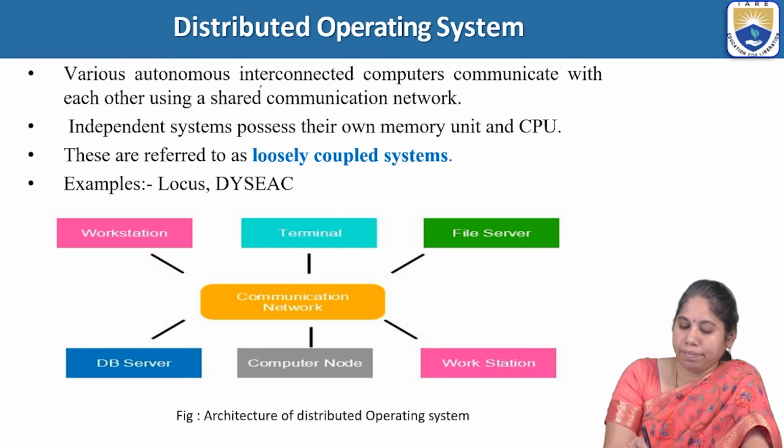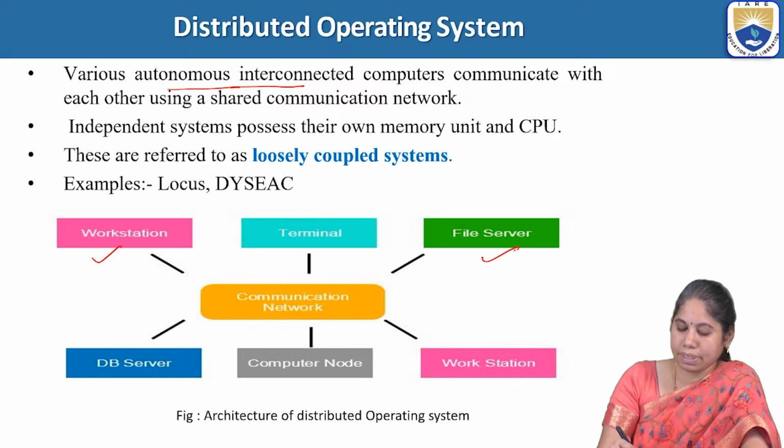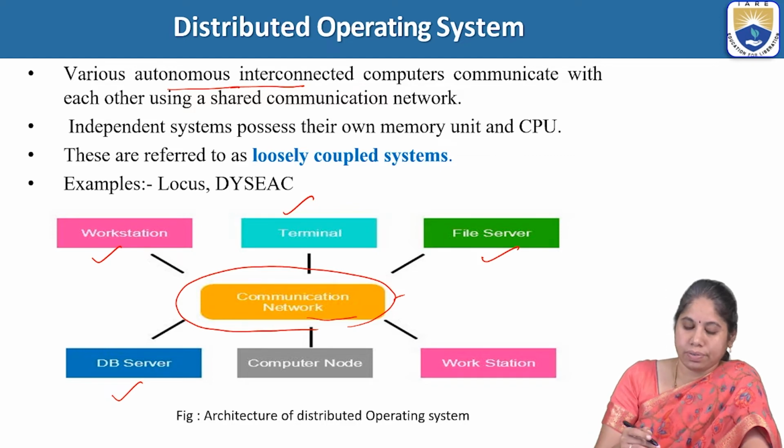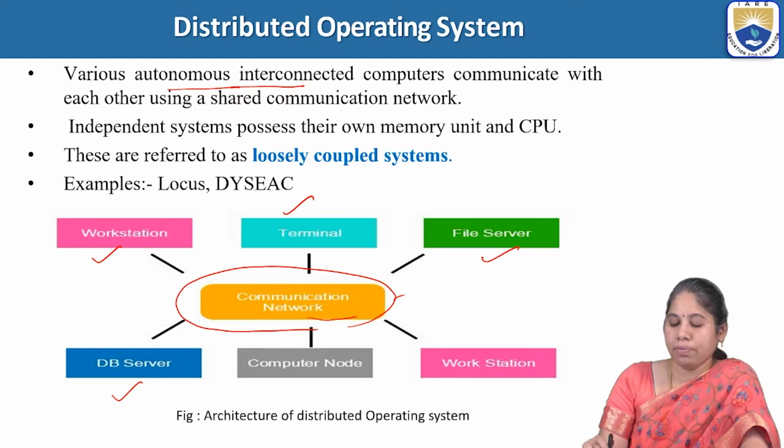Each one is a different autonomous system. All these machines will be connected via a communication network that is either a LAN, WAN or MAN. Right? So these systems are able to communicate. They can send messages, they can receive messages, they can do any type of communication. Independent systems possess their own memory unit and CPU.